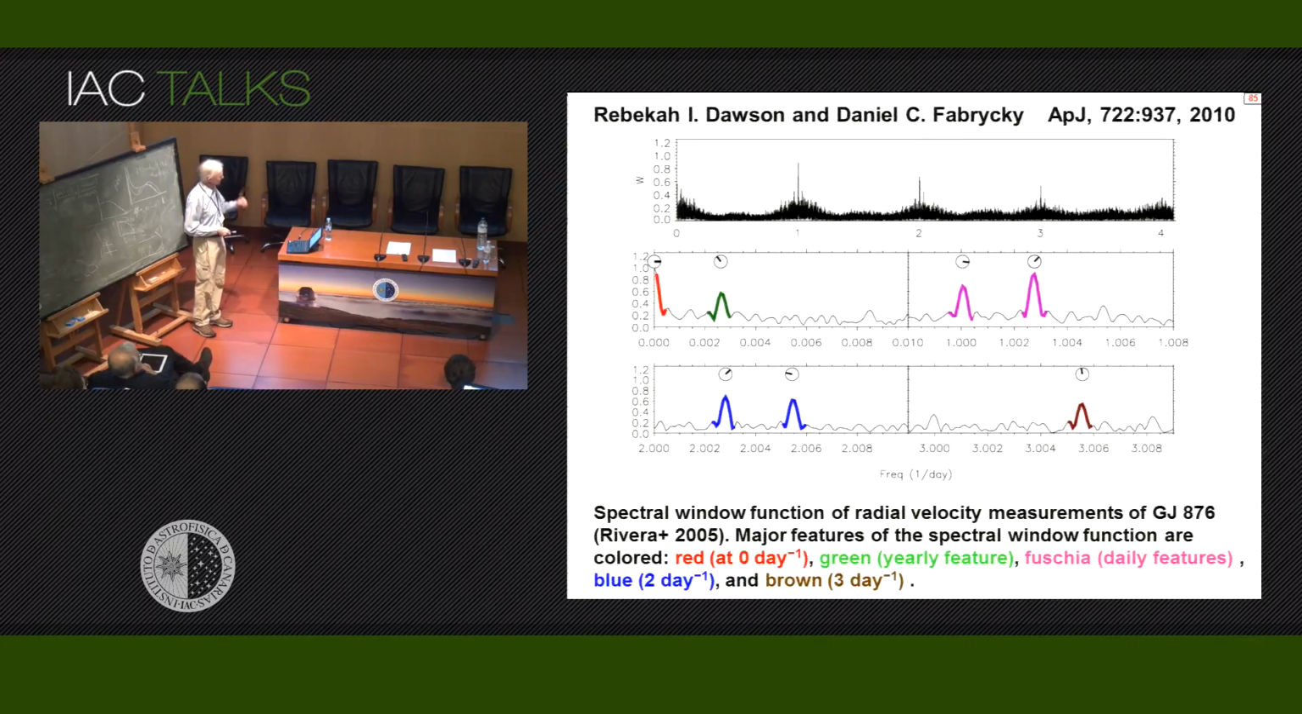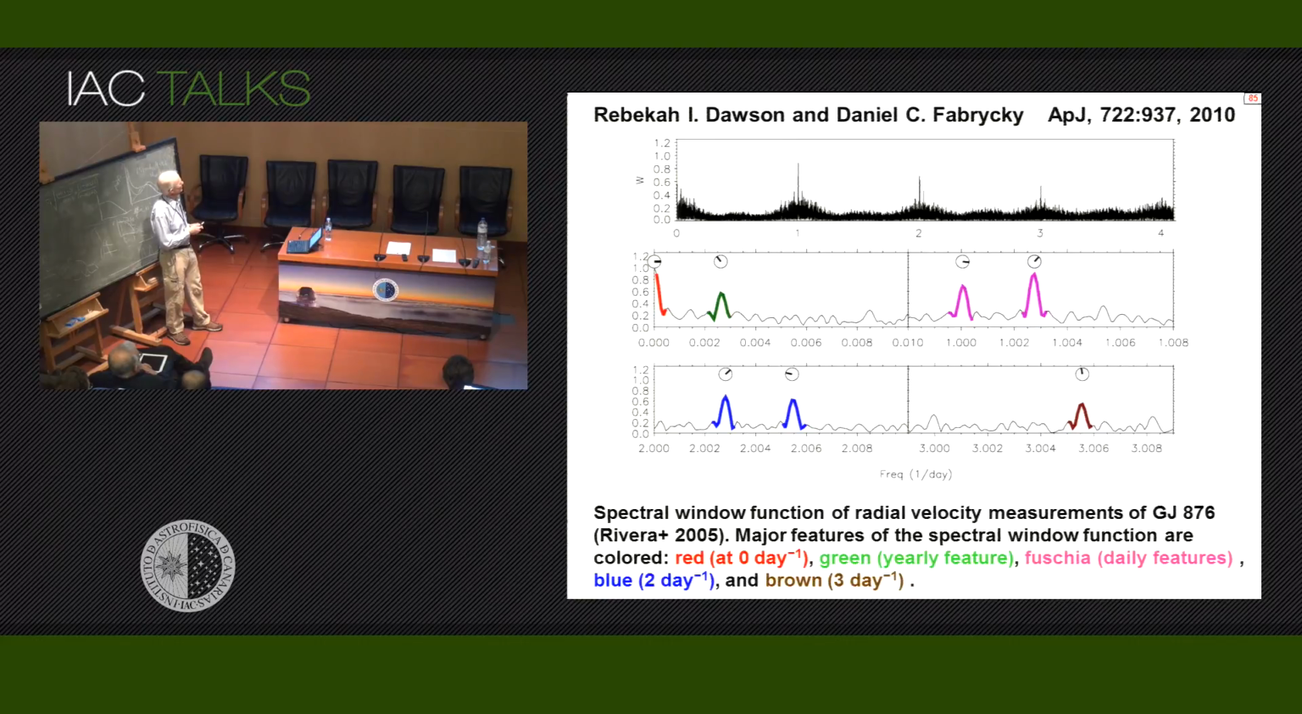So they were interested in wondering whether or not they could use the window function information. So if you take the transform of the observation times, not the amplitudes, just the observation times, you get what's called the window function. And so this is the case for GJ 876, where there were 2 possible periods that they were considering. And so you can see here are different ranges of frequency. So frequency is 1 over day.